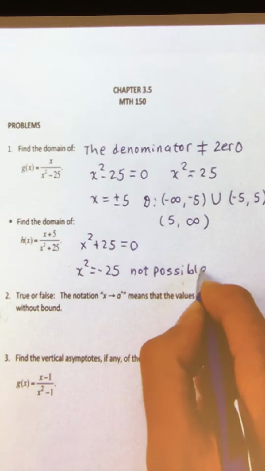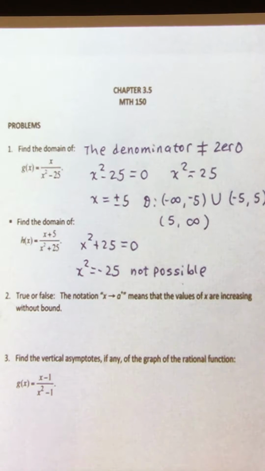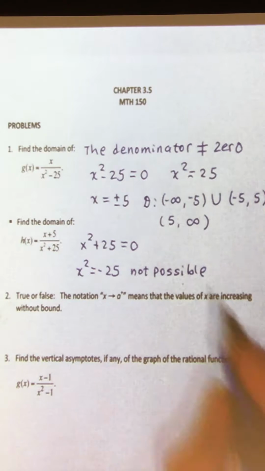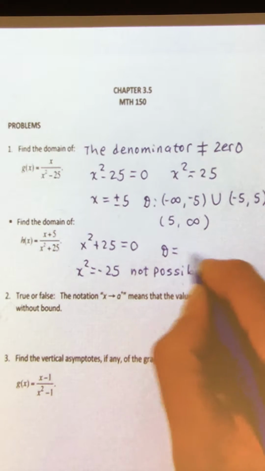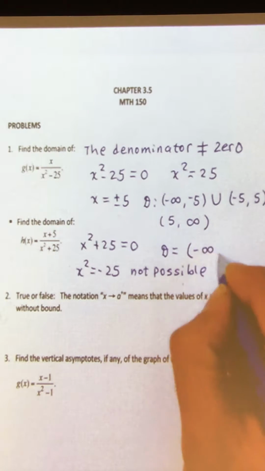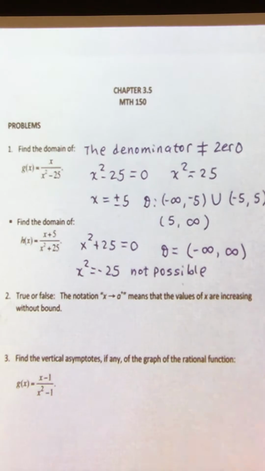which means there are no values of x that make the denominator 0, so the function is defined for all x. So then the domain would be all real numbers, or we could write the interval negative infinity to plus infinity.